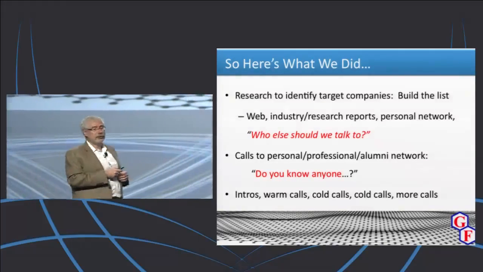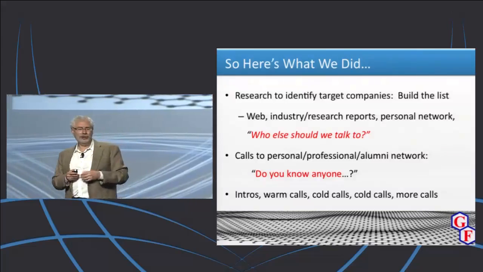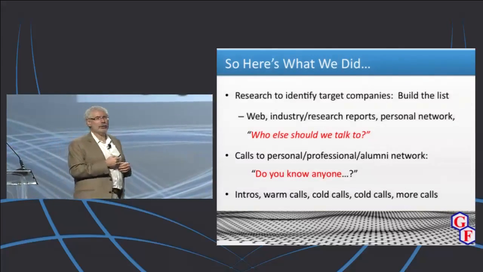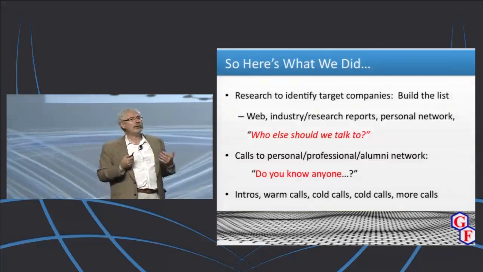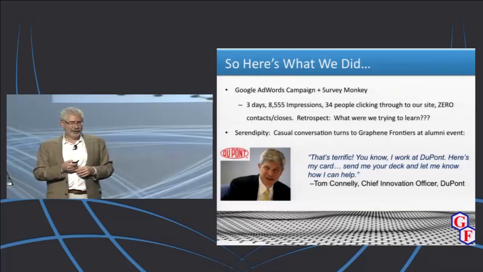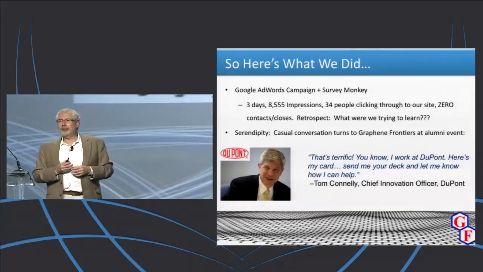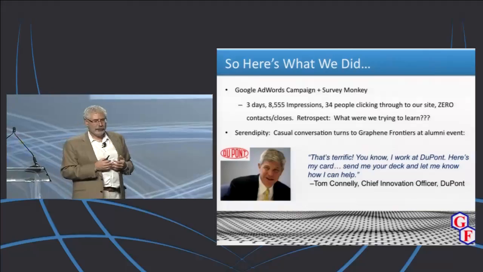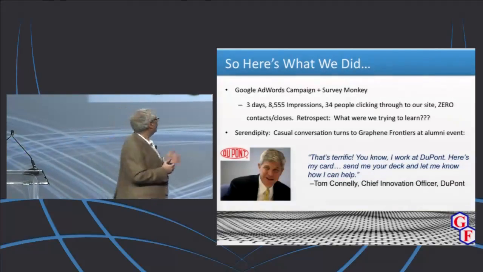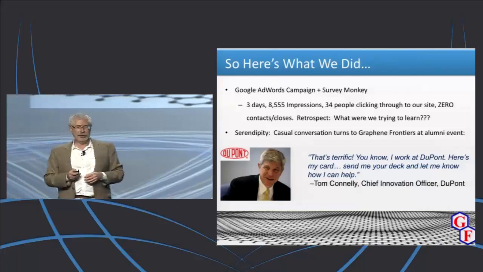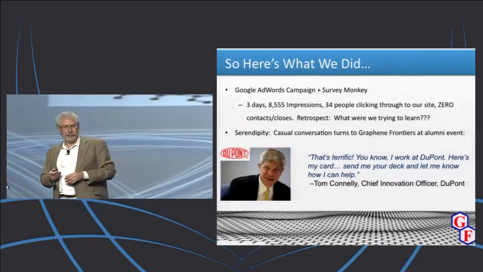So here's what they did. They did some great research to identify target companies. They built a list, and they basically asked some great questions. Who else should we talk to? Do you know anyone? So they started networking. They even ran a Google AdWords campaign, which actually got them a ton of leads, but not too many great contacts. But they were at a conference, at an alumni event, and someone said, hey, this is terrific. I work at DuPont. Here's my card. Turned out it was the chief innovation officer at DuPont.